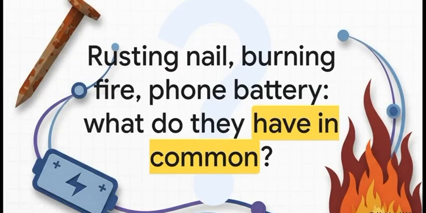Okay, just look at these three things for a second. A rusty nail, a roaring fire, and the battery that's probably powering the device you're watching this on. I mean, they seem totally different, right? One is slow and quiet, one is fast and chaotic, and the other is, well, controlled. But believe it or not, they are all driven by the exact same chemical principle. By the end of this, you'll see it crystal clear.